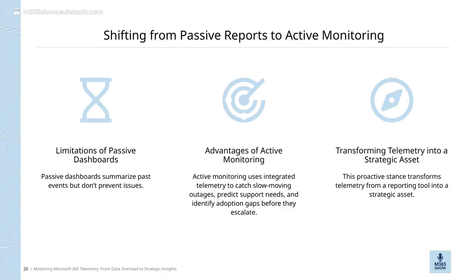This is a big step up from passive dashboards, which mainly summarize past events. While those dashboards are useful for understanding what happened, they don't really help us prevent issues proactively. That's the limitation of passive dashboards, they're reactive, not preventive. So, shifting from passive reports to active monitoring means we're constantly watching and responding in real time. This proactive approach enables us to stay ahead of issues, improve user experience, and make smarter strategic decisions. It's about transforming telemetry into a strategic asset that adds real value to our IT management and user support.